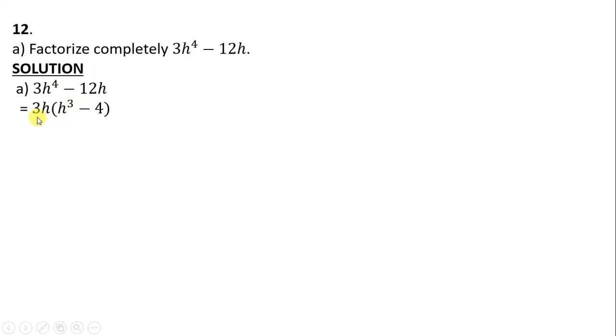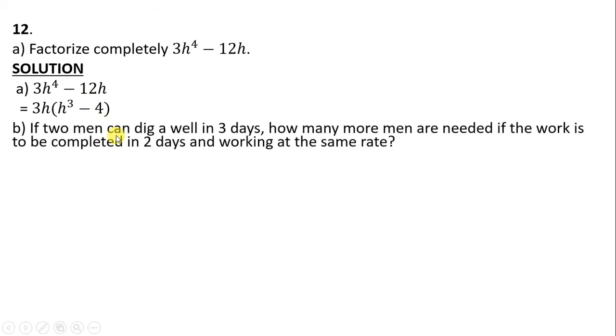Which number am I supposed to multiply with 3 to get 12? 4. So our answer is what? 3h, open your brackets, h to the power 3 minus 4. That is our answer. We continue.